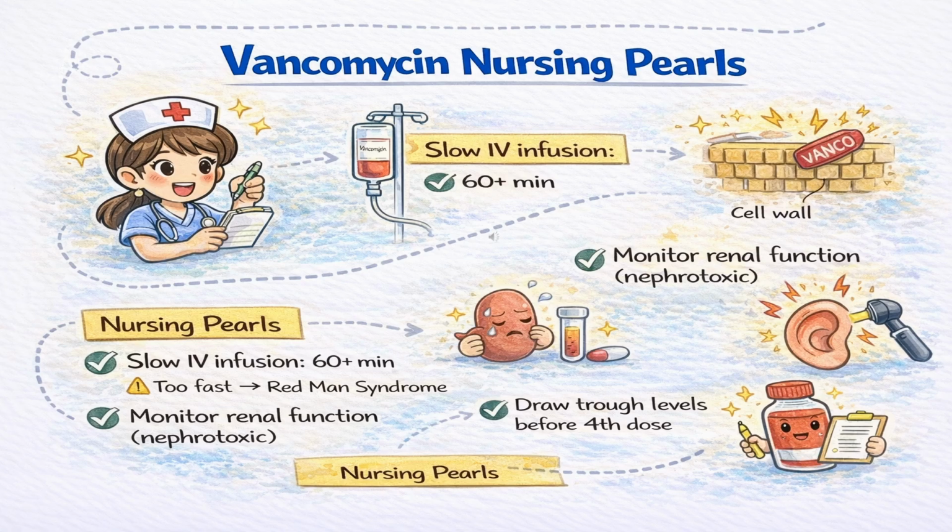Vancomycin must be infused slowly over at least 60 minutes. Infusing too fast can cause red man syndrome, which is not a true allergy. Nurses must monitor renal function, watch for ototoxicity, and draw trough levels before the fourth dose.